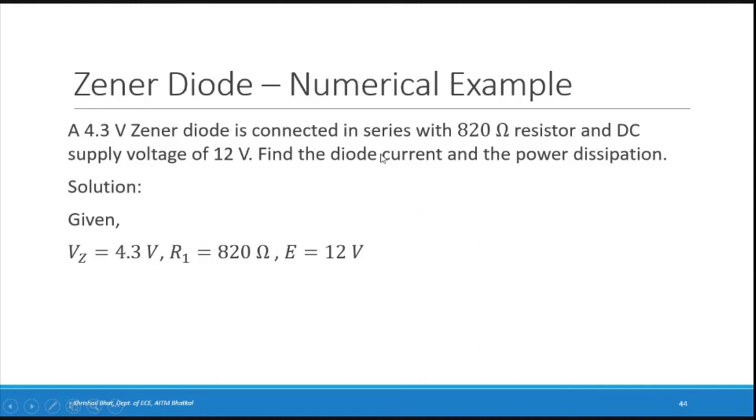It is connected with a series resistor. The resistance value is 820 ohms. You can take that as R1, that is equal to 820 ohms. And a DC supply voltage, you can take E, that is 12 volts. You are asked to find the diode current and power dissipation. The circuit diagram is not given, but based on the things that are given, you can draw the circuit.